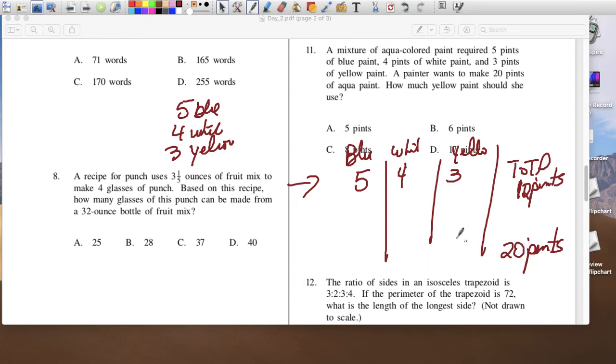What happens when I have 20 pints? How much yellow, how much white, and how much blue will I have? So find the multiplier. 12 times something equals 20. So you can divide 20 by 12 to find the multiplier, which is 1.666.